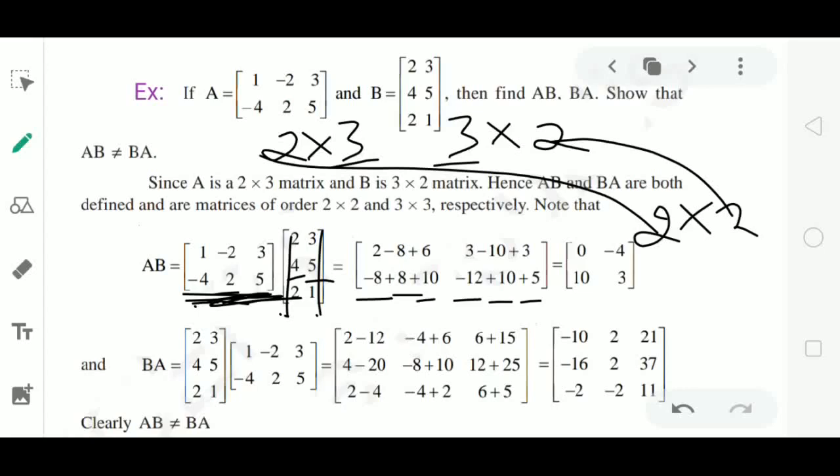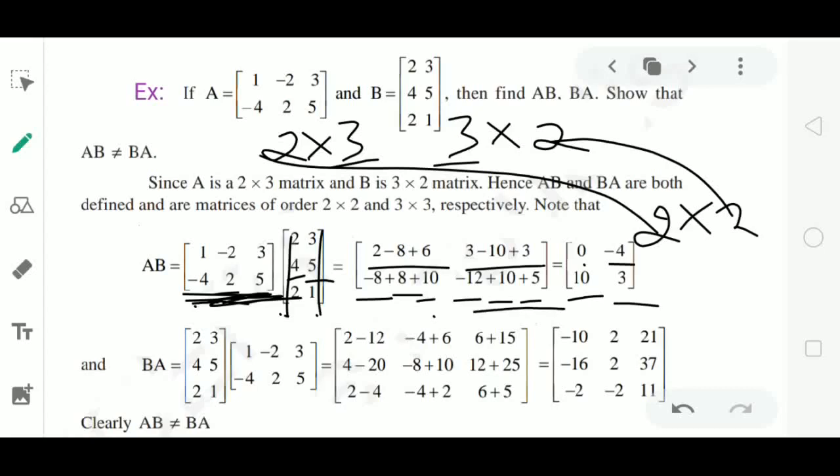On simplifying this we get minus 2 plus 8 plus 6, that is 0. Minus 3 plus 3 minus 10 plus 3 is minus 4. Minus 8 plus 8 plus 10 is 10. Minus 12 plus 10 plus 5 is 3.